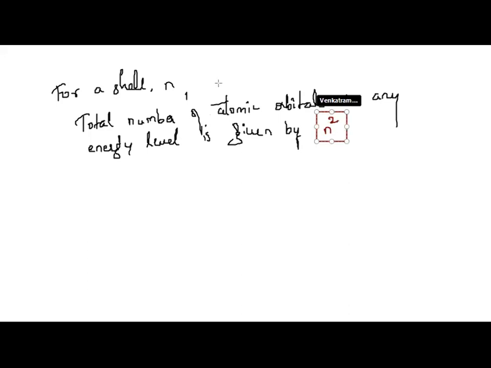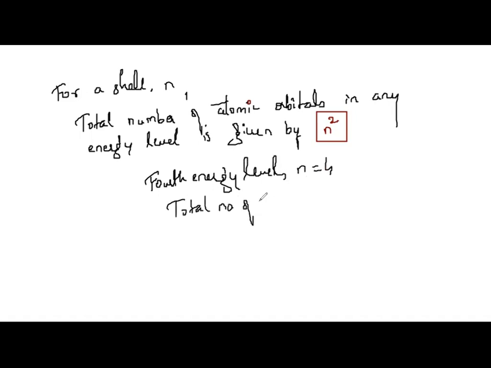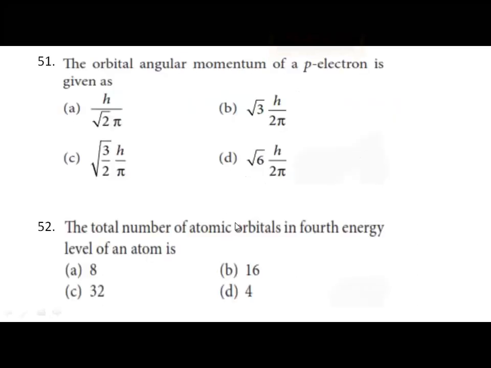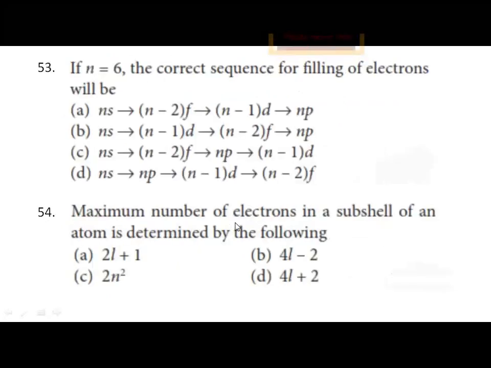So what does this mean? If you want to find how many atomic orbitals are present, then for a shell n, it is given by n square. In our question, they have said fourth energy level. So fourth energy level means n is equal to 4. So total number of atomic orbitals is equal to n square, that is 4 square, that is equal to 16. So the correct option is 16, option B is the correct option.